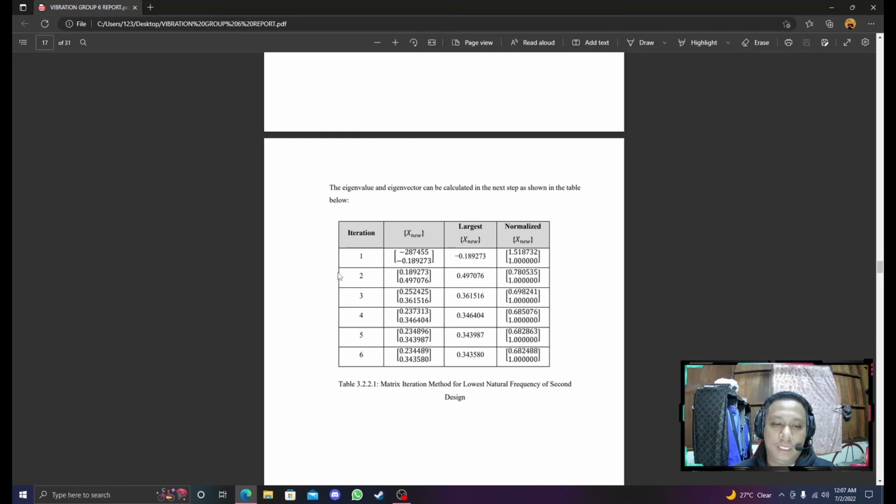As you can see, iterations 1 until 6, and this is x new for iterations 1 and 2. This is iterations 3, 4, 5, and 6. For the largest x new and normalized x new, you can see them in matrix form for iteration 1 until iteration 6.